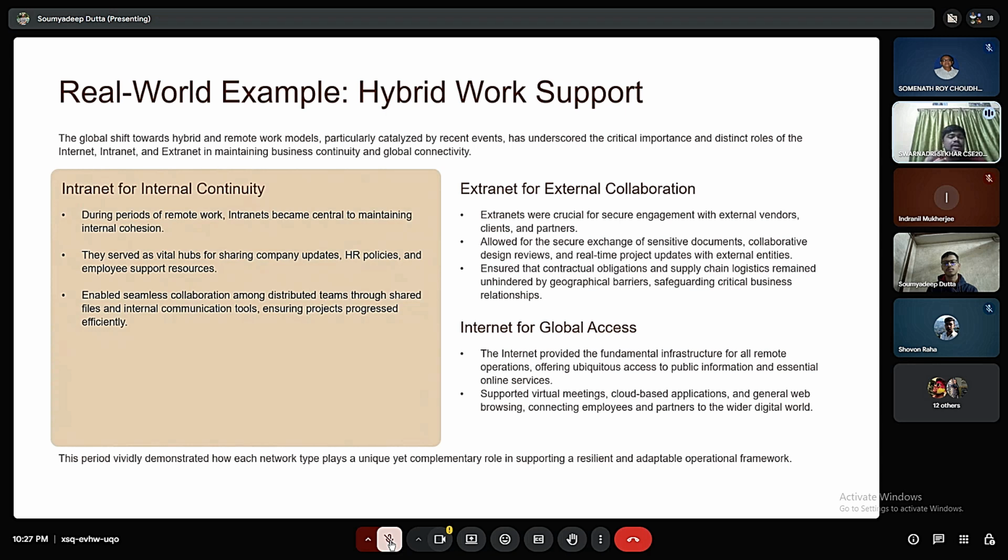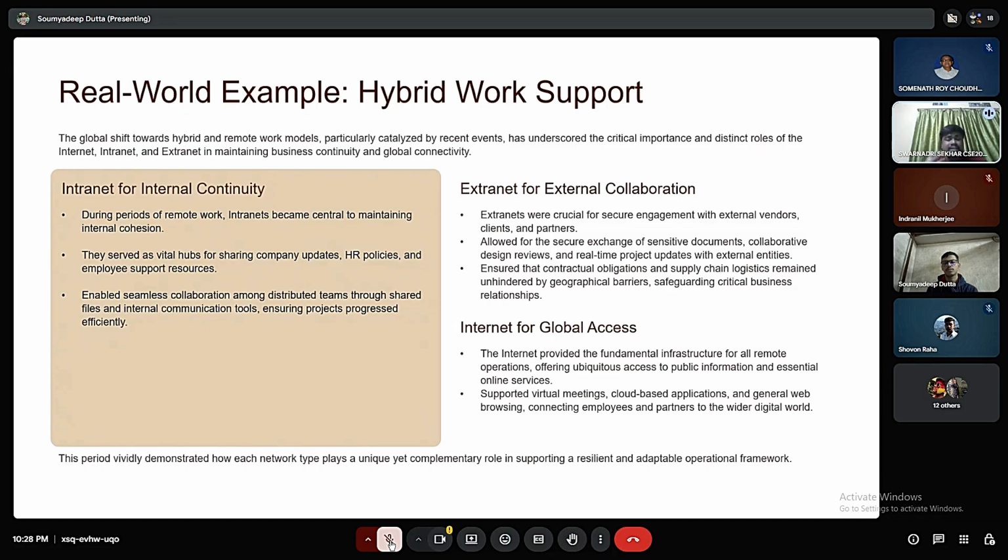For example, in a hybrid work environment, all three networks play important roles and they all work together. The intranet supports internal communication by sharing details like company updates and HR policies, and it also enables collaboration among employees. The extranet enables secure communication with external clients, partners, and stakeholders, and allows features like document sharing and project coordination across locations.